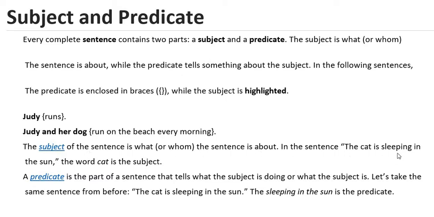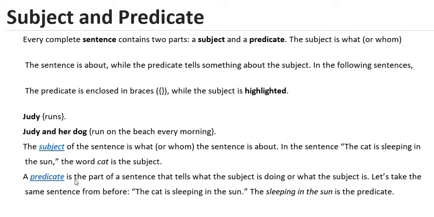In the sentence, the cat is sleeping in the sun. The word cat is the subject. अब इस सेंटेंस में लफ्ज cat जो है वो subject है. A predicate is the part of the sentence that tells what the subject is doing or what the subject is. अब जो predicate है वो सेंटेंस का वो हिस्सा है जिसमें सब्जेक्ट के बारे में बताया जाए कि सब्जेक्ट क्या है और क्या कर रहा है.